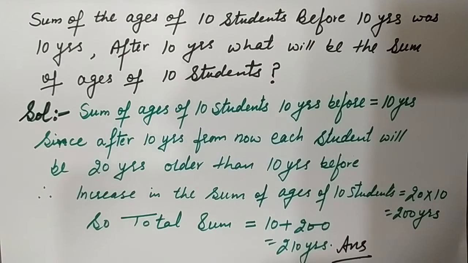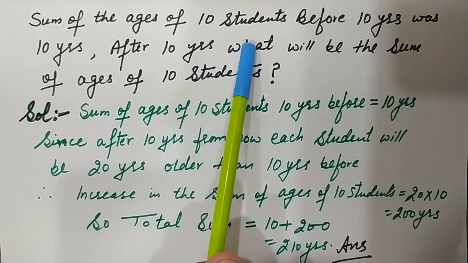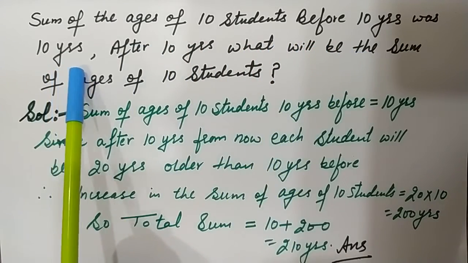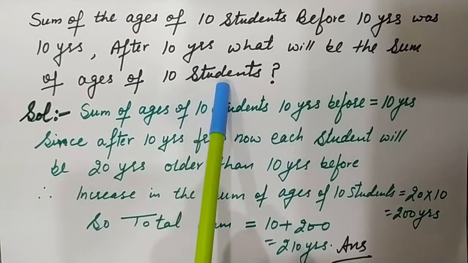This is the question which I have asked you in the previous video. So I'm giving the solution of this question in this video. So let's see what is the question. Sum of the ages of 10 students 10 years before was 10 years. After 10 years, what will be the sum of the ages of those 10 students?